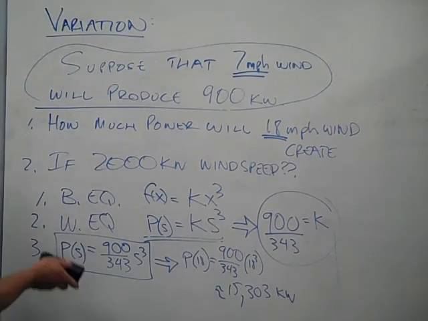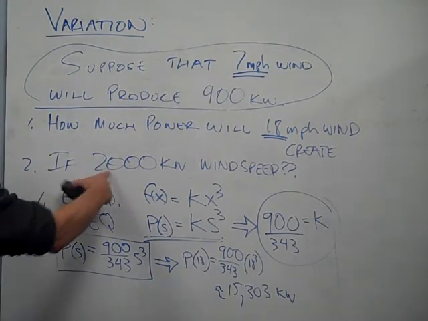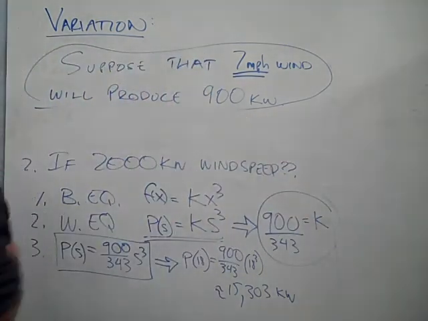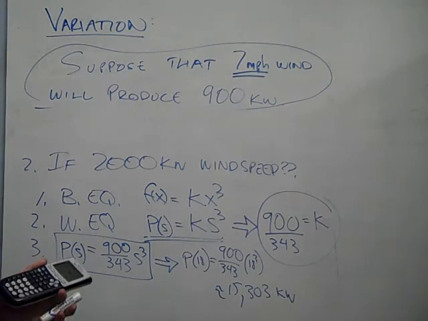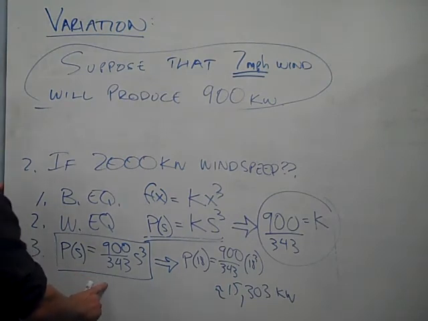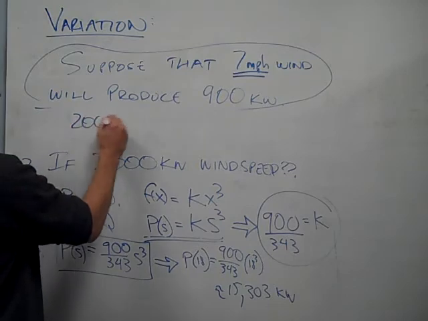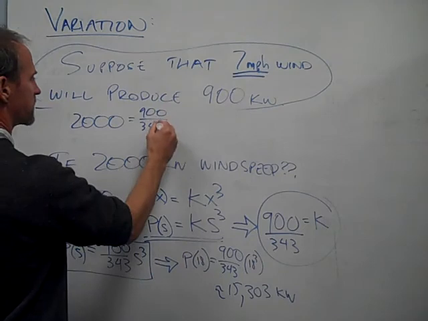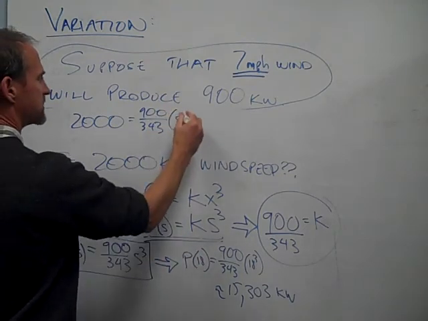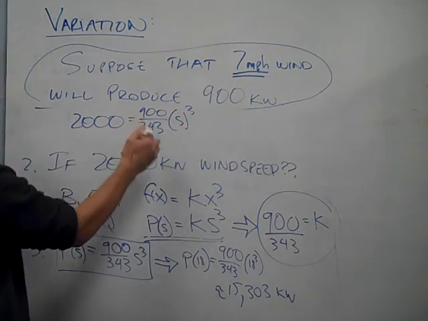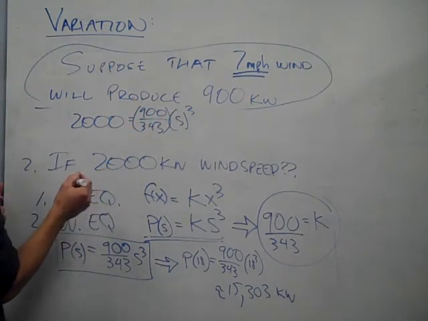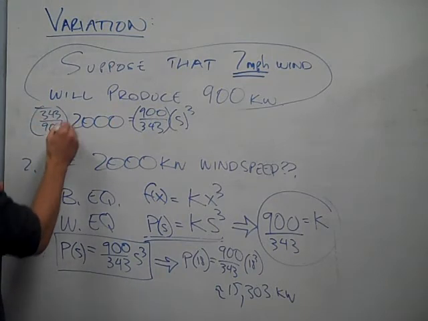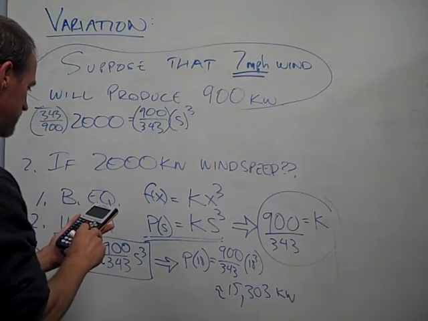The second question then is, if I know I'm generating 2,000 kilowatts of power, what is the wind speed? Well, I go back to this equation, I just fill in 2,000 kilowatts, and I know that that's going to be 900 over 343 times S to the third. And I just need to solve this. I'm going to divide both sides by 900 over 343, or multiply by 343 over 900. That's my reciprocal.